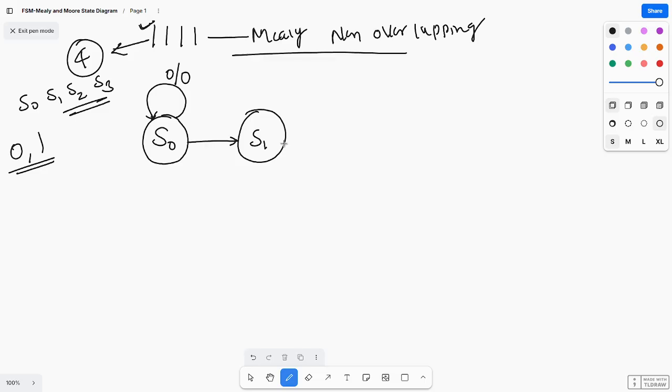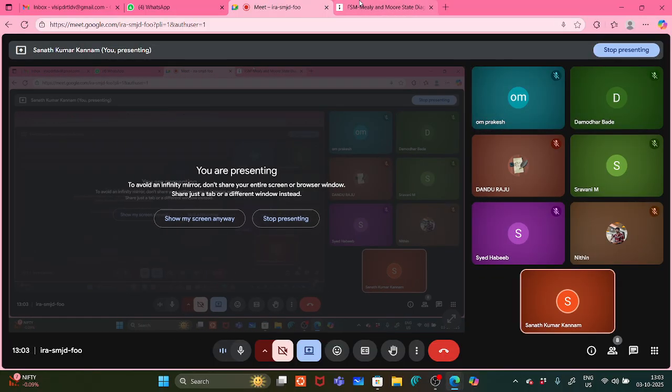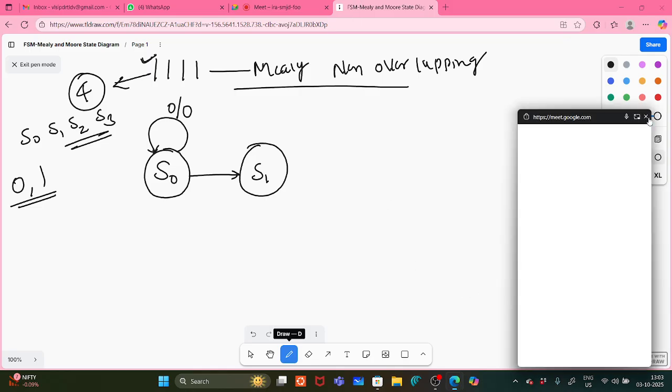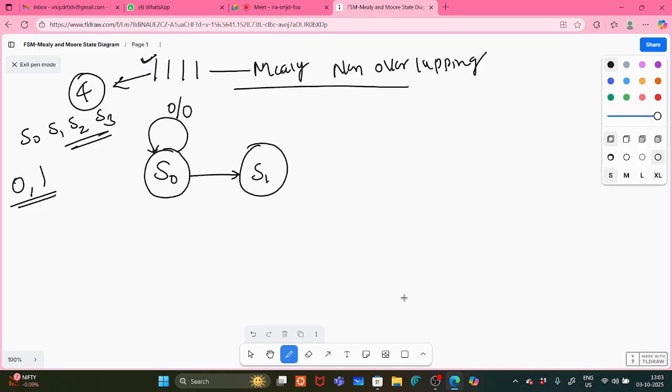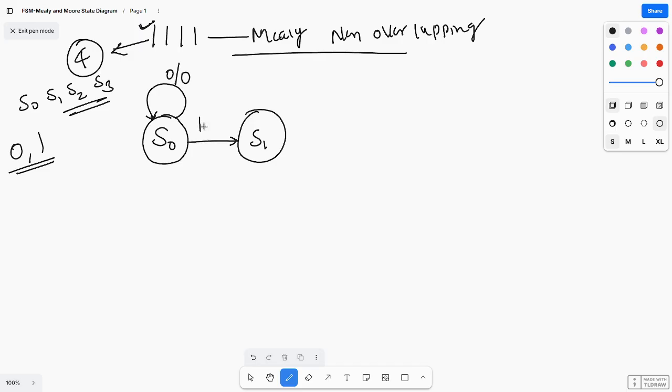Yeah, simply it will go to the next state. Okay, so next, I'm audible. Okay, one second. Yes. So next, this is nothing but 1 and output is 0. Okay, so here I got the sequence 1. Here I need to write.